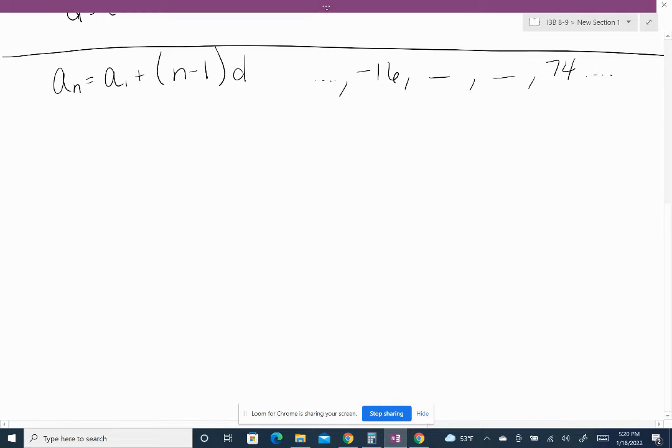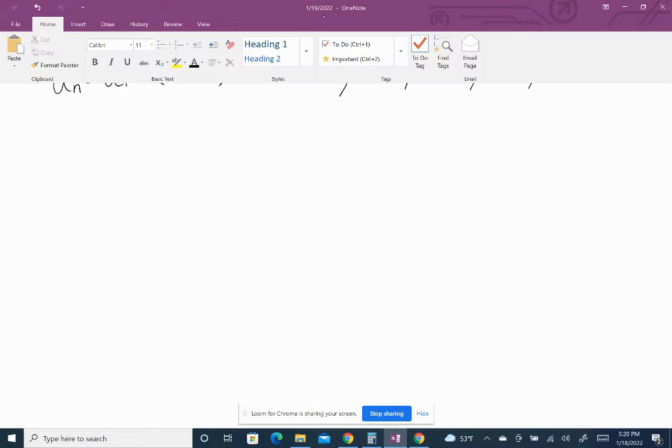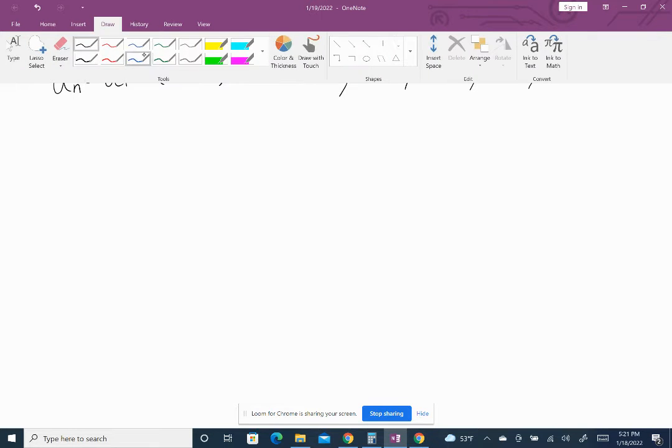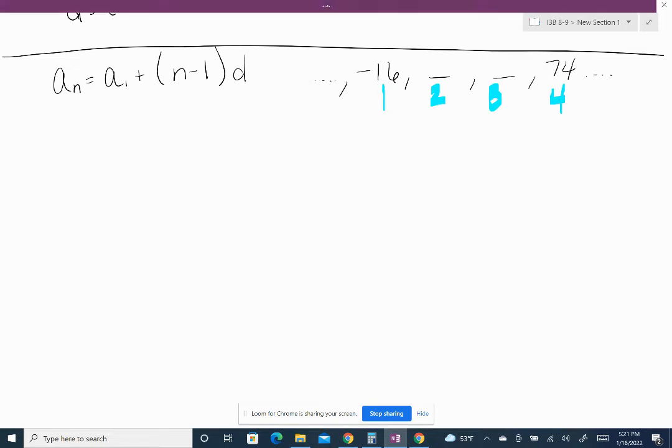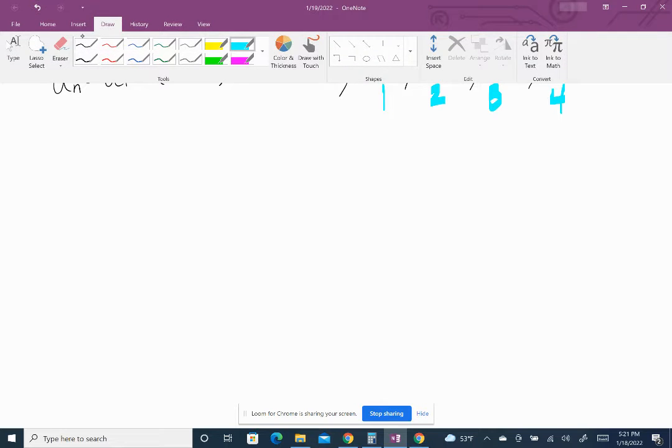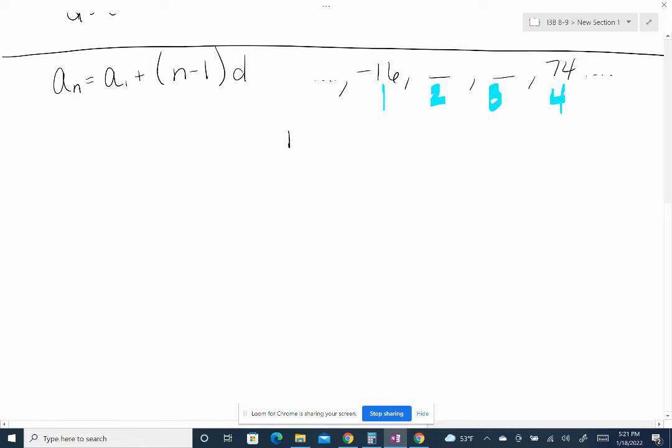So let's take a quick count. This is 1, 2, 3, 4. We have 4 terms, and you can see 2 of them are numbers and 2 of them are blanks. It doesn't really matter what's what, but we have 4 numbers that we need to account for. So our N is equal to 4. This is our first number, so that's our A1. This is our last number, and that's going to be our A4, which is 74 right there.